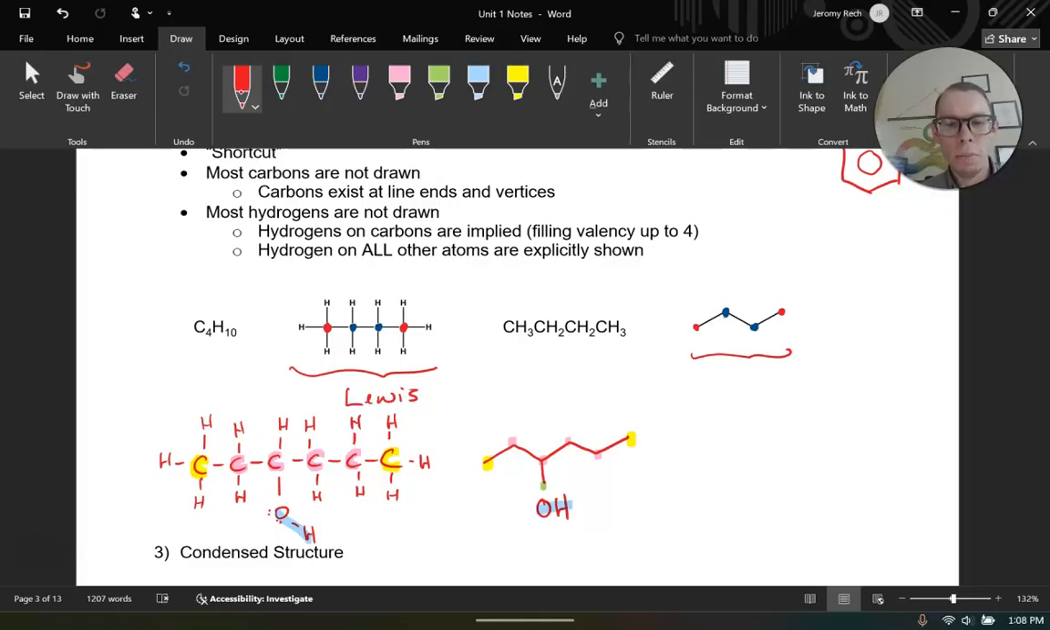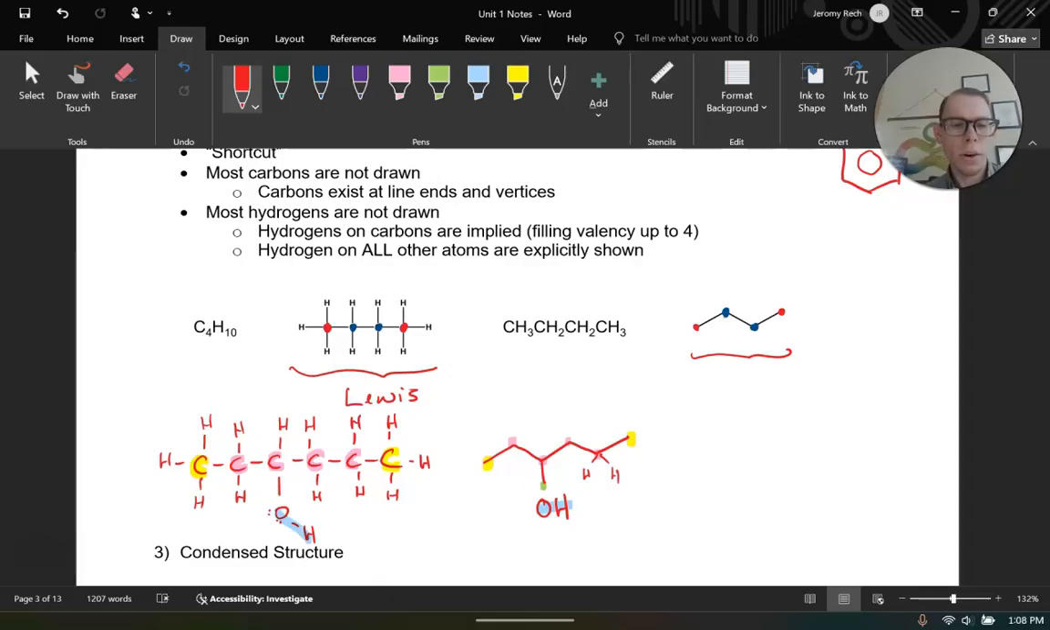So in the yellow spots, there is only 1 bond shown. So there need to be 3 more bonds. That means there are going to be 3 hydrogens. On the pink, that isn't the one with the OH, you'll see that there are 2 bonds shown. So that means there are 2 hydrogens. So there's a hydrogen here and a hydrogen here, which are omitted.